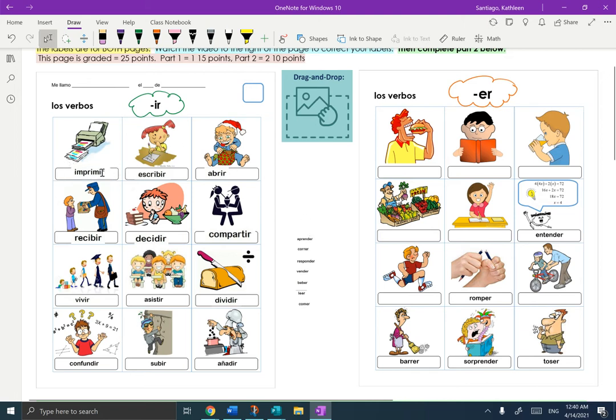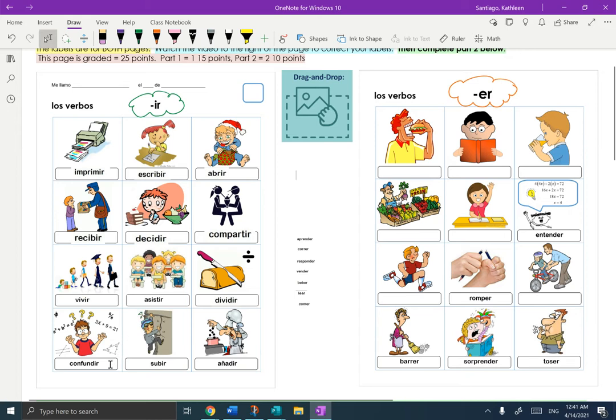Let's repeat them together. Imprimir, escribir, abrir, recibir, decidir, compartir, vivir, asistir, dividir, confundir, subir, and añadir. On this page, to print, to write, to open, to receive, to decide, to share, to live. Now, this is a false cognate. Asistir looks like it should be to assist. It means to attend. It assists your learning if you attend school. Attend. Dividir, cognate. Confundir, cognate.